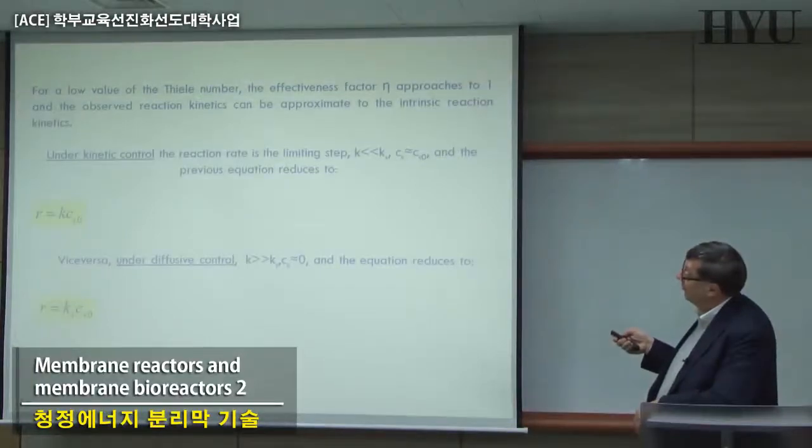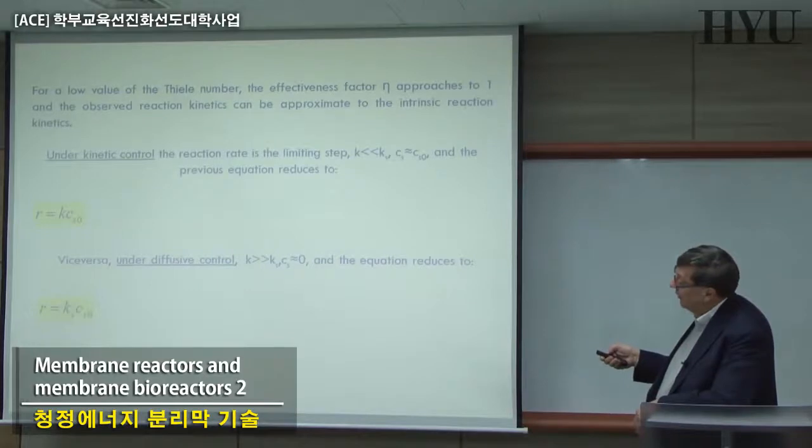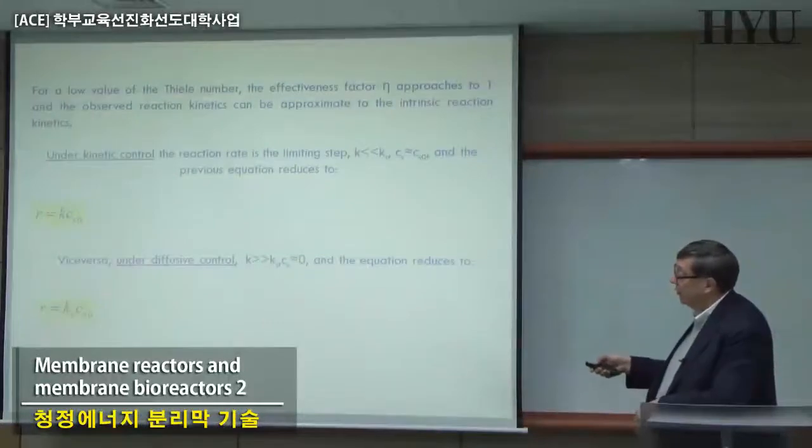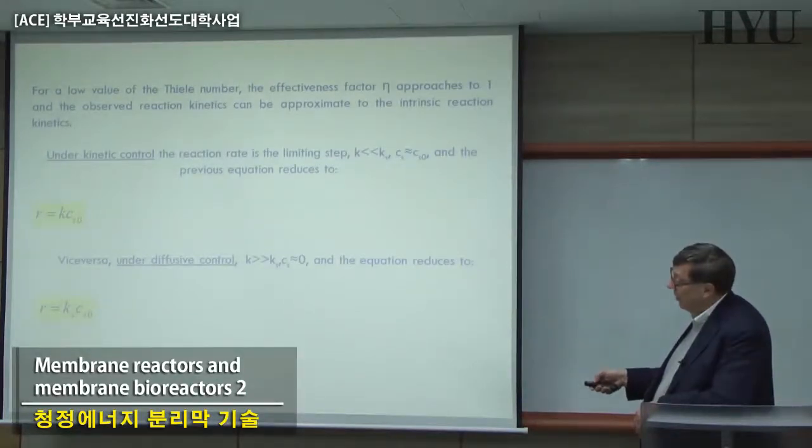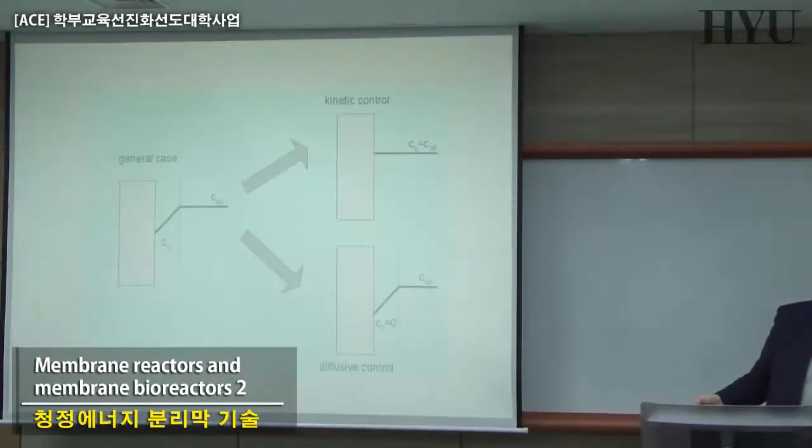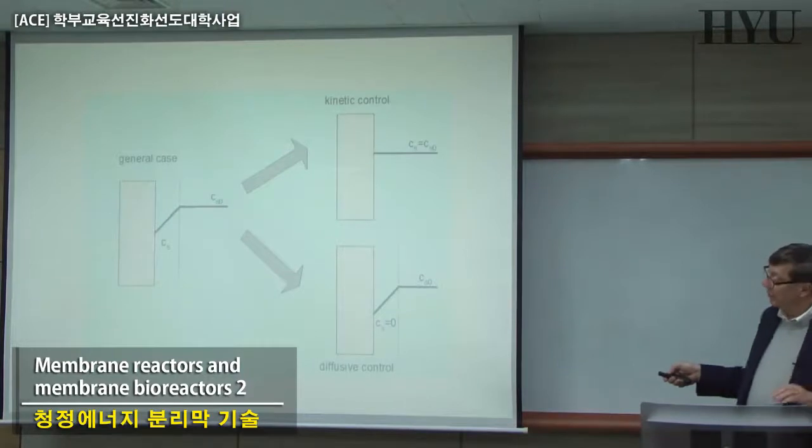The Thiele number we have been defining before, in which we defined the effectiveness factor, approaches 1, and we can have a situation in which we have a kinetic control or diffusive control. Depending on whether you have a kinetic control, the relationship between the velocity and concentration will be in this form, and vice versa. In diffusive control, the equation changes, and it will be this Ks instead of K, and that's the initial concentration. That's exactly what we are talking about.